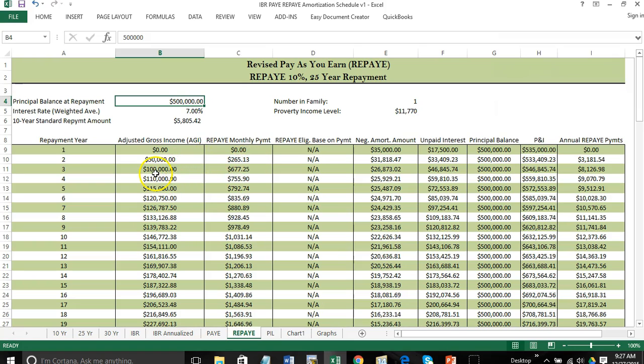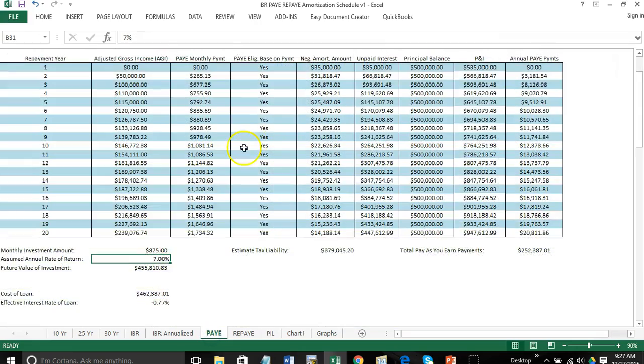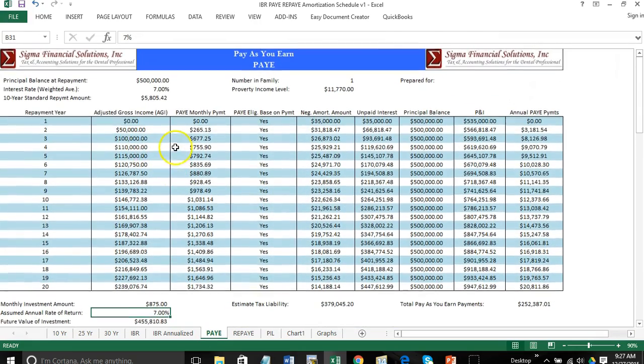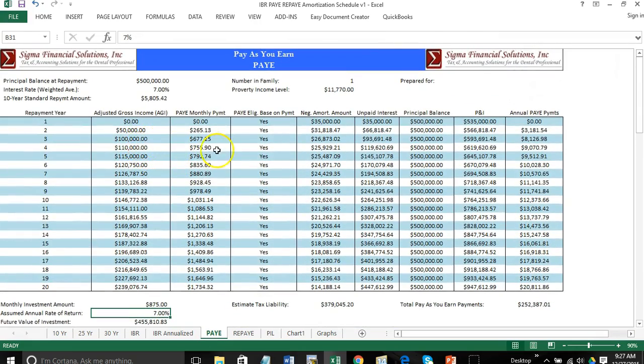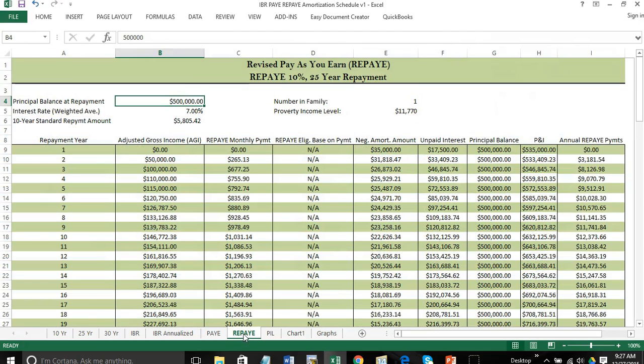So at $100,000, the monthly payments are about $677. Again, with PAYE at $100,000, $677. So the monthly payments are the same under REPAYE and PAYE. So they're a third less than IDR. So that's why you want to move from IDR to REPAYE in most situations.